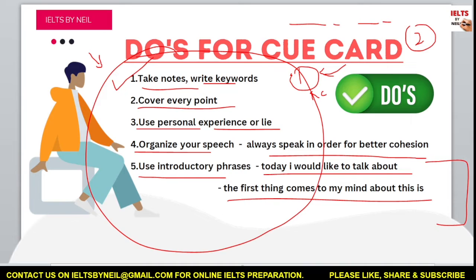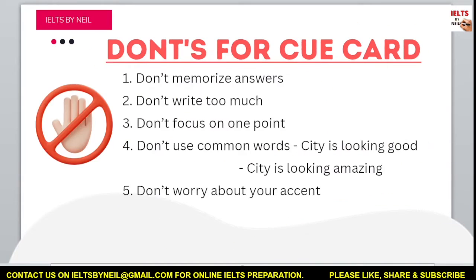Now let's have a look at the don'ts for your cue card. Number one is don't memorize the answer. This is a very common one. Do not memorize the answers. The examiners are very, very smart. They have been doing this for years, so they will come to know if you memorize any answer, and it will have a very bad effect on your scores. The memorized answer will not work because you don't know what topics you're going to get in the exam. So don't memorize the answers.